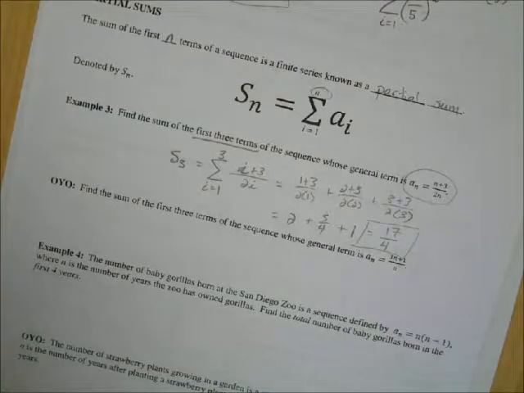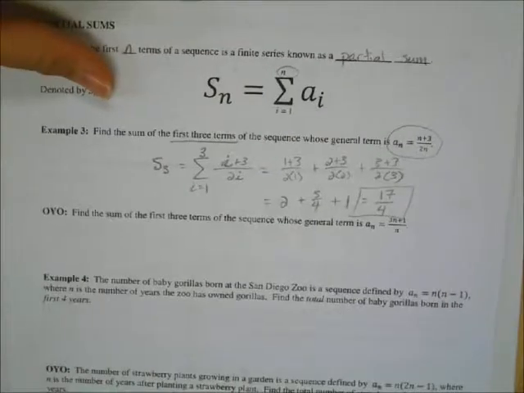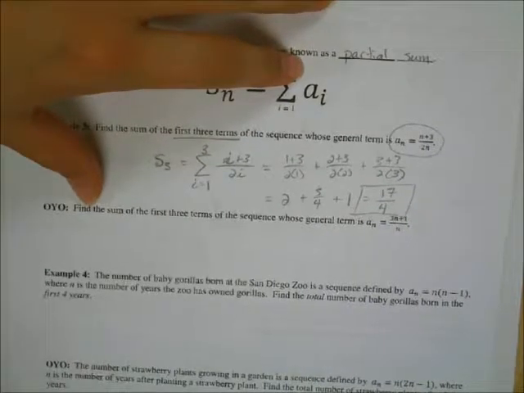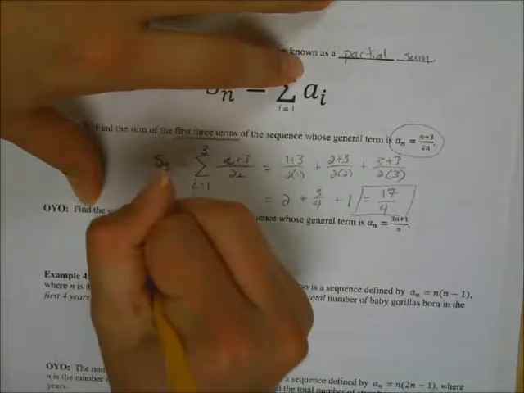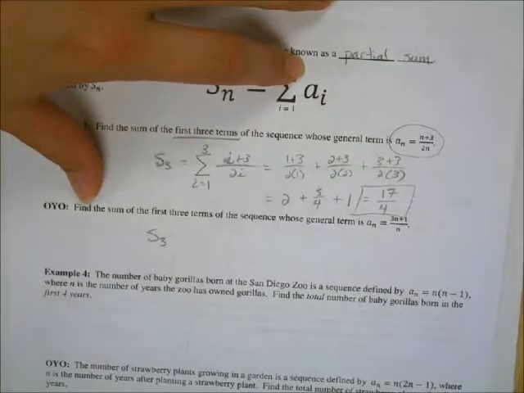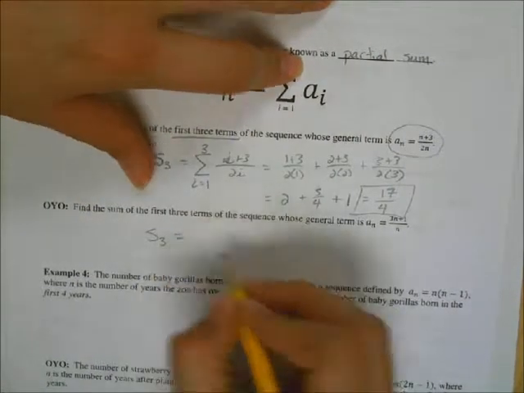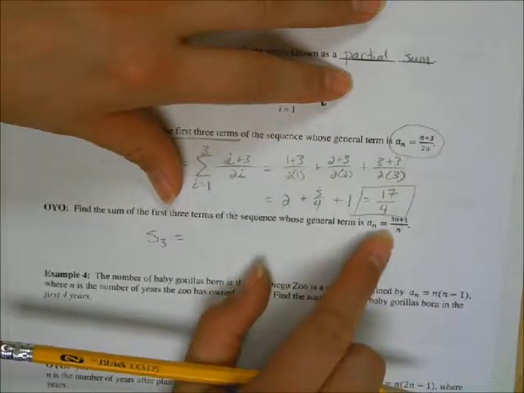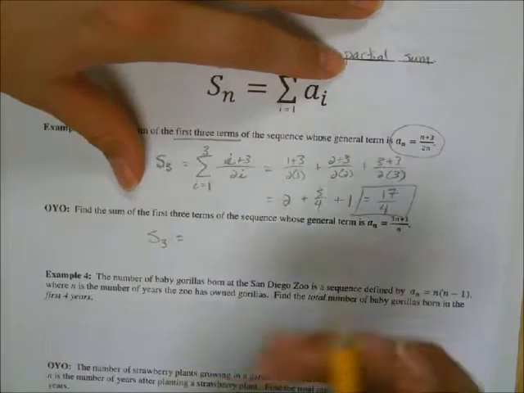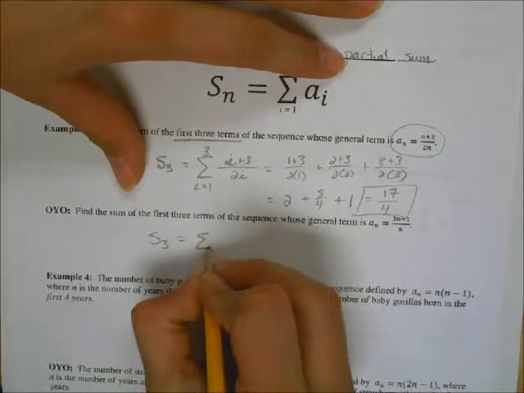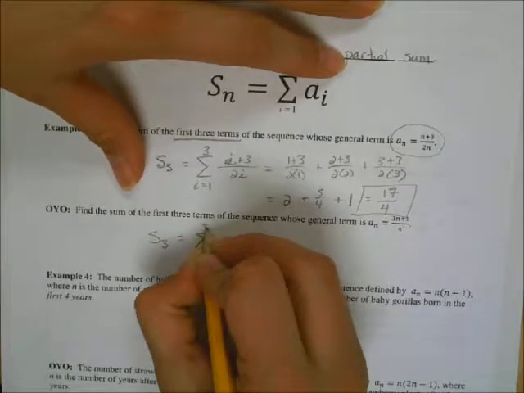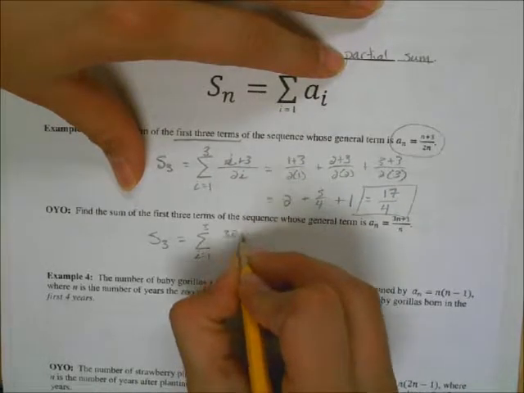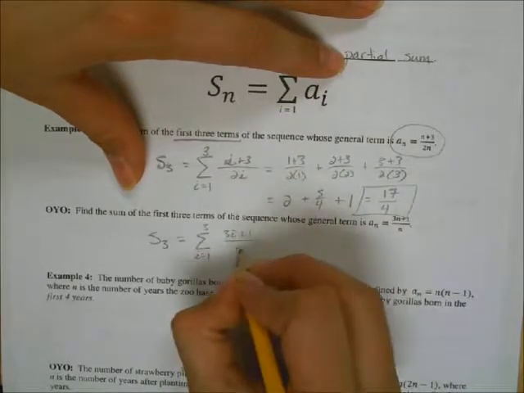Hopefully you hit pause and tried this. Find the sum of the first three terms of the sequence whose general term is a sub n equals (3n plus 1) over n. So they want S sub 3. That's what that means. So that means the sum, as i goes from 1 to 3, of (3i plus 1) over i.